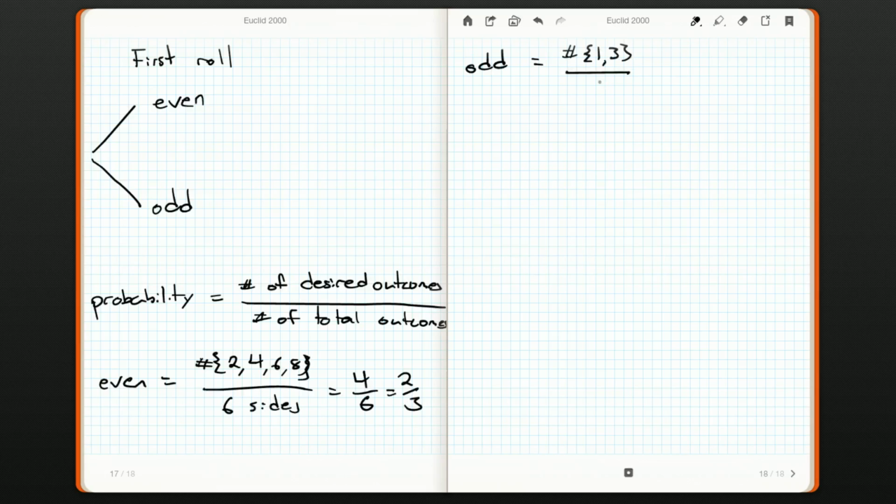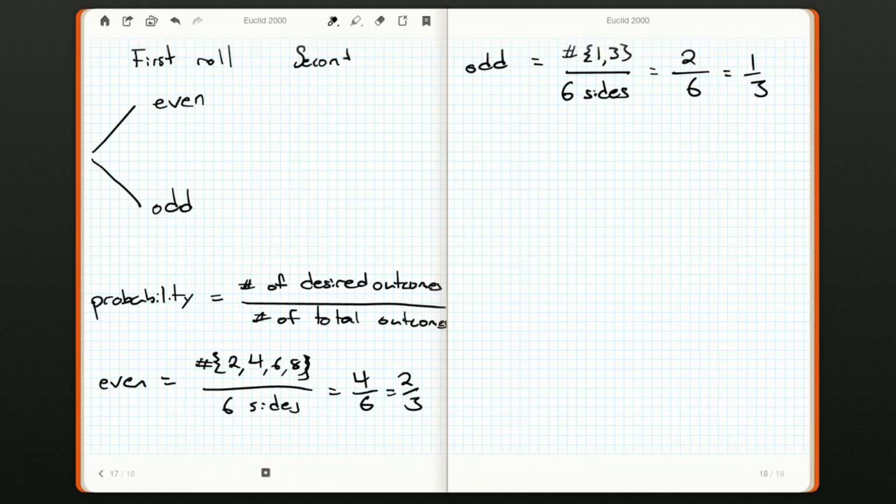We can have a 1 or a 3, and we do count multiples, except there are no multiples right now. So 1 or 3, that's 2 possible outcomes out of 6 total outcomes. So that is 1/3. So 2/3 of the time, we're going to get an even number on our first roll, and 1/3 of the time, we're going to get an odd number. Okay? So if we get an even number, our die changes, and if we get an odd number, our die changes, and that affects the outcomes for the second roll.